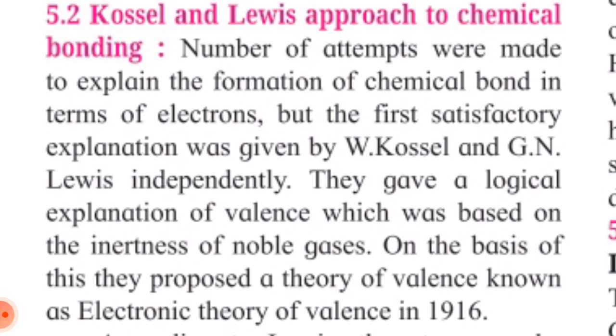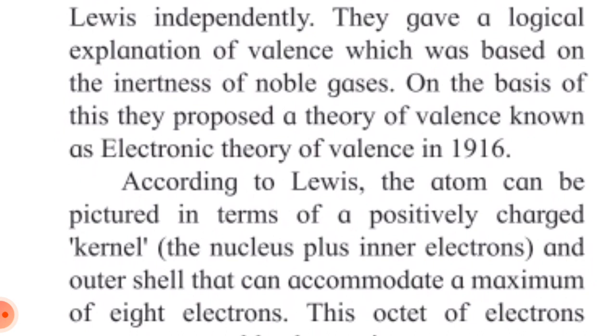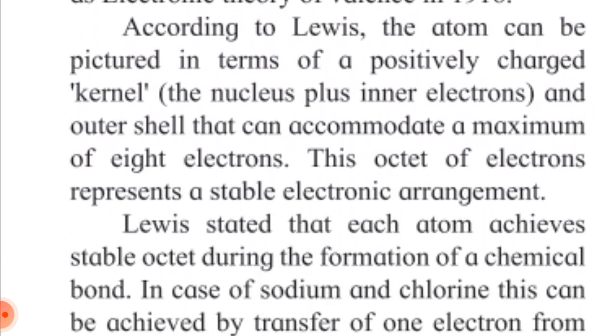Kossel and Lewis approach to chemical bonding. A number of attempts were made to explain the formation of a chemical bond in terms of electrons, but the first satisfactory explanation was given by W. Kossel and G. N. Lewis independently. They gave a logical explanation of valence, which was based on the inertness of noble gases. On the basis of this, they proposed a theory of valence known as the electronic theory of valence in 1916.